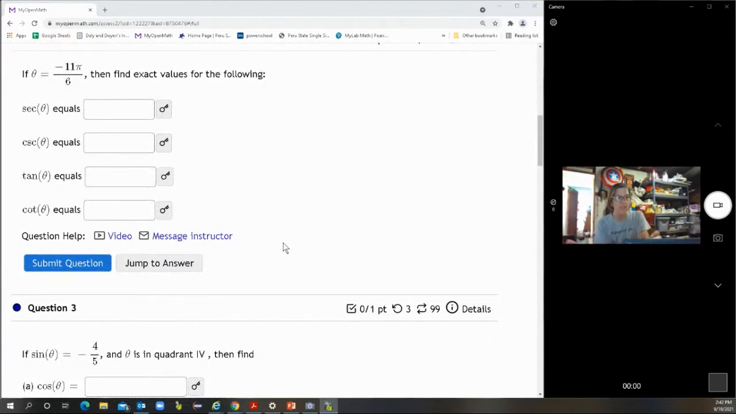Okay, let's just focus on finding where this angle is again. So let's look at 11 pi over 6. We're going to add on a complete circle, and that's going to give me pi over 6. So if you want, here's another thing you can do, is you can go ahead and convert this to degrees if you're more comfortable with degrees.